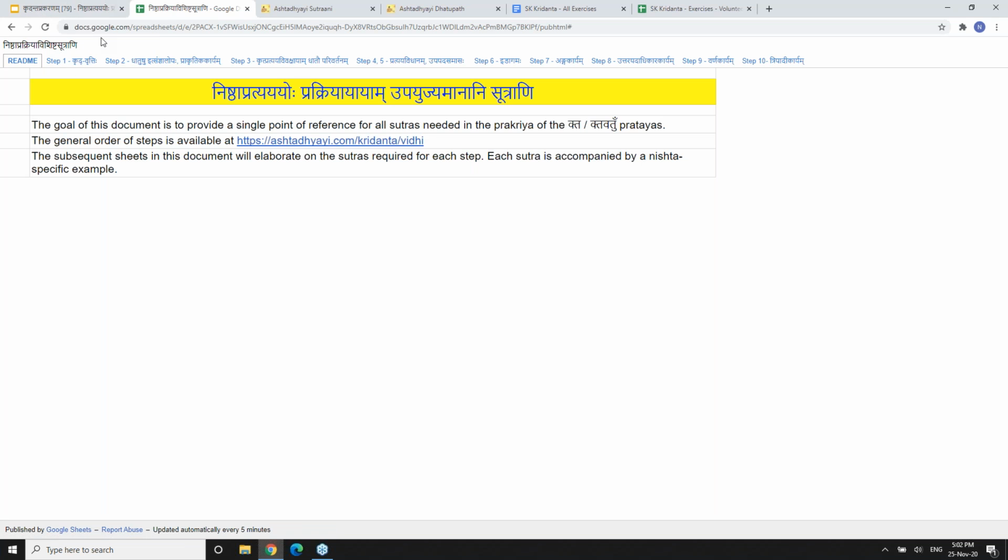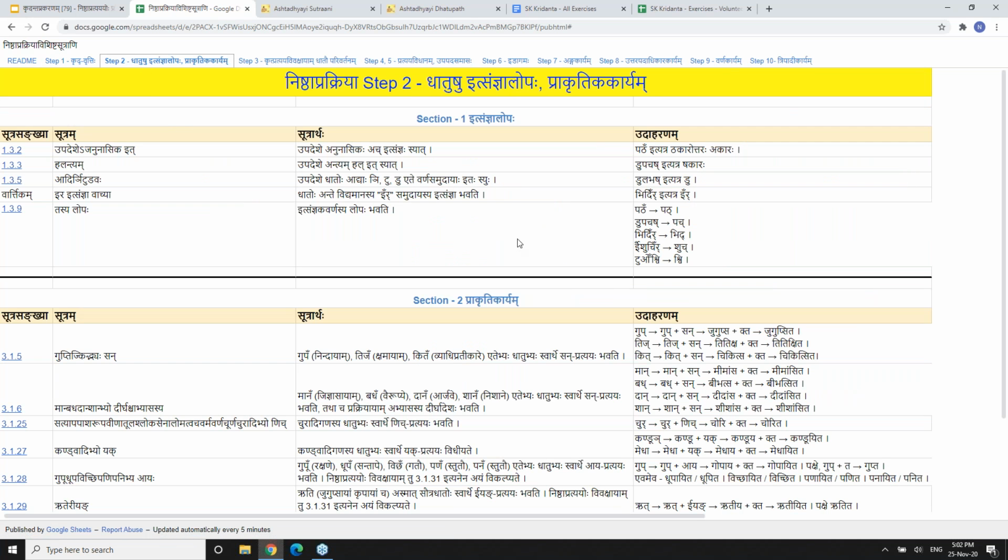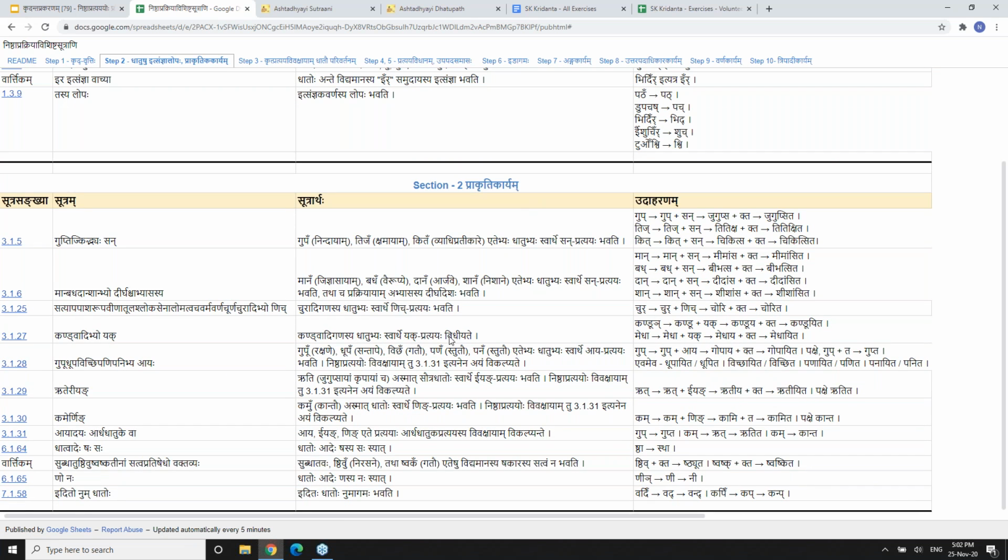I don't know if you can see this, but there is krud vritti. So you can go to krud vritti, and basically all possible acceptable krud vrittis are shown in this particular sheet number 1. Then there is the second sheet which shows the sutras required for the itsamnya, lopa and prakritika karyam.